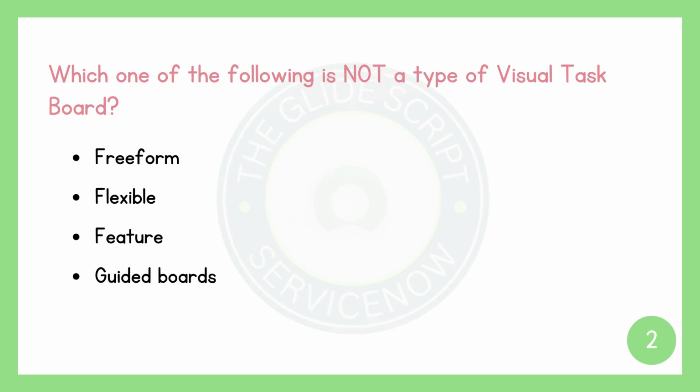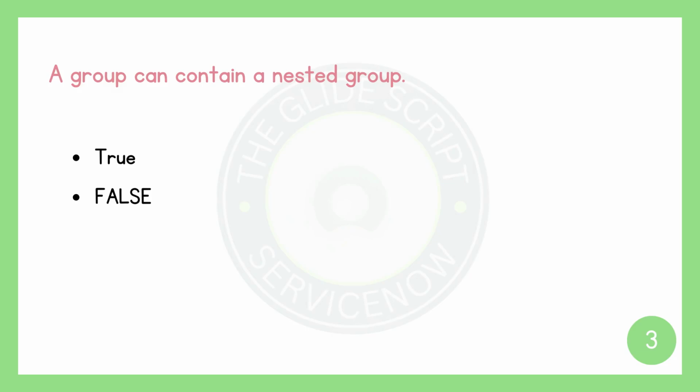Which one of the following is not a type of visual task board? There are four options given and the correct answer is feature. Option number 3, feature, is not a type of visual task board. Freeform, flexible and guided are some common types of visual task board. Move to the next question.